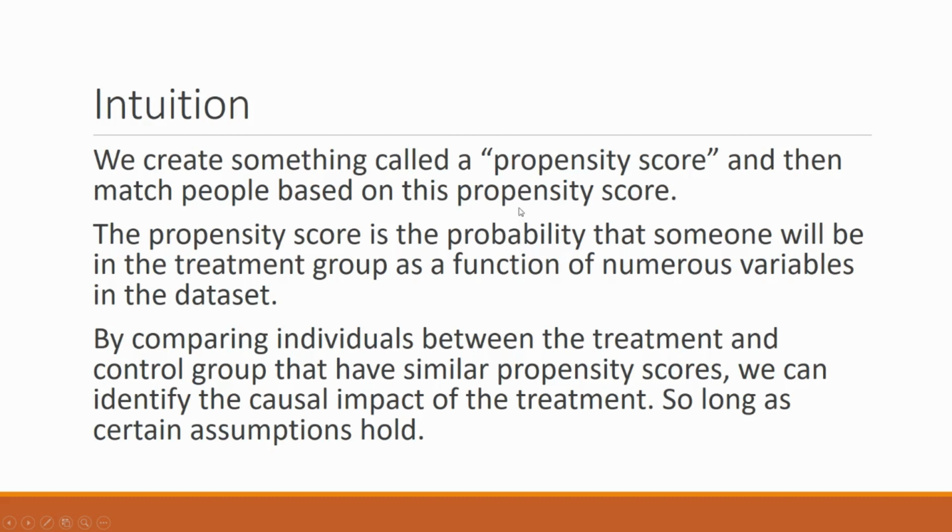So what we do is we create something called a propensity score, and then we match people based on their propensity score, rather than any one or two variables. The propensity score is the probability that someone will be in the treatment group as a function of numerous variables in the data set. By comparing individuals between the treatment and control group that have similar propensity scores, we can identify the causal impact of the treatment so long as certain assumptions hold.